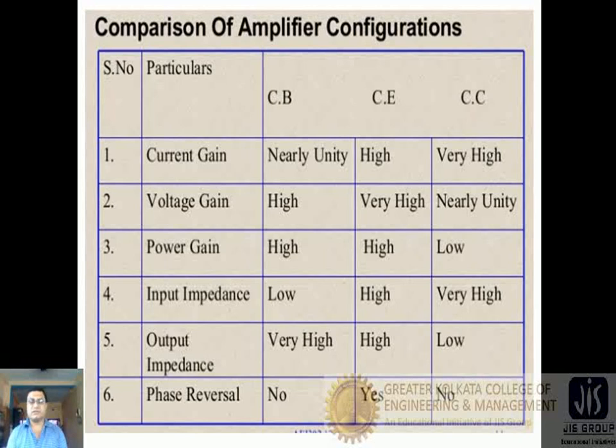For the common base configuration, the phase reversal is not present. For common emitter configuration, phase reversal is present, and for common collector configuration, there is no phase reversal. The phase reversal is nothing but a phase shift in the output with respect to the input. If a phase shift happens, then phase reversal is present, and if it is not, there will be no phase reversal. So in this way we can make a comparison between the common base, common emitter, and common collector amplifiers, and we can find it from this chart.